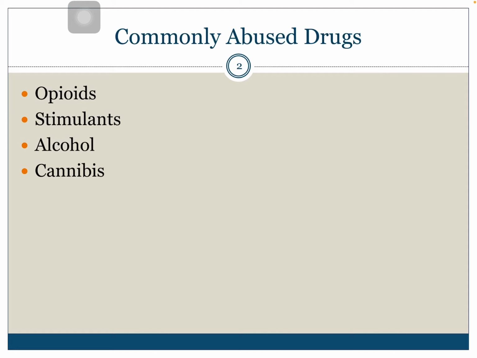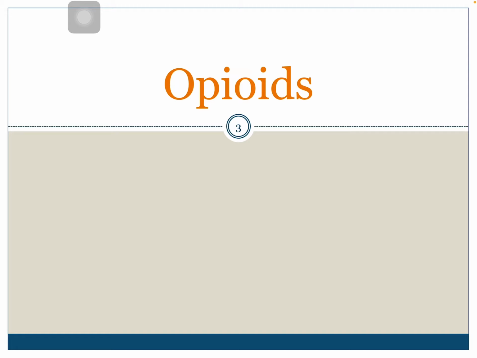And of course, you can argue about abuse potential or chemical structure, and we will focus on the major points of each type of commonly abused drugs. So we're going to cover opioids, stimulants, alcohol, and cannabis, starting with opioids.